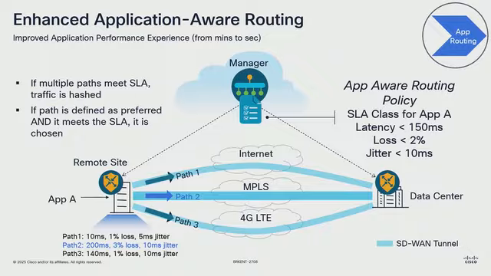So we can very easily do things like, hey, if multiple paths meet the SLA, hash the traffic, meaning send it across both paths, and then I get more bandwidth. That's cool. Or you can say, well, if path 1, which is internet, is preferred and it meets the SLA, just send it across path 1. You can do that too. And then you can have preferences and fall down to MPLS and fall back to the cellular, for example. So you have very sophisticated ability to create routing policies and preference and priority of the links based upon the application.